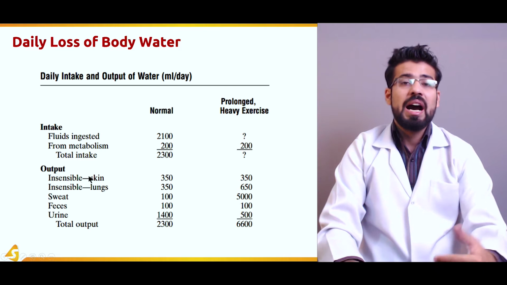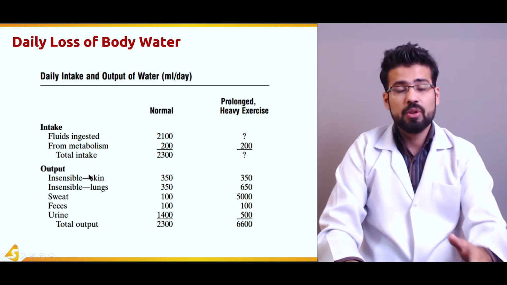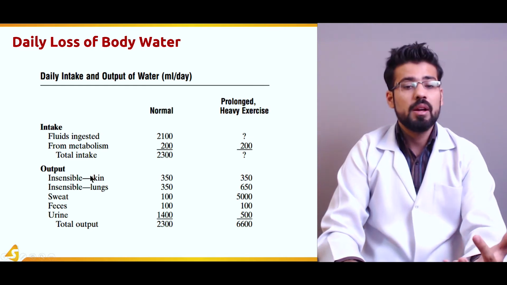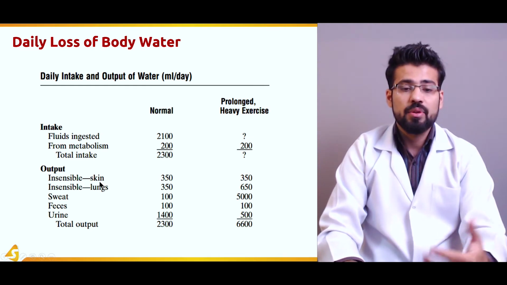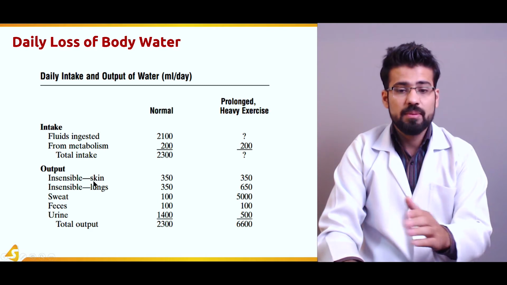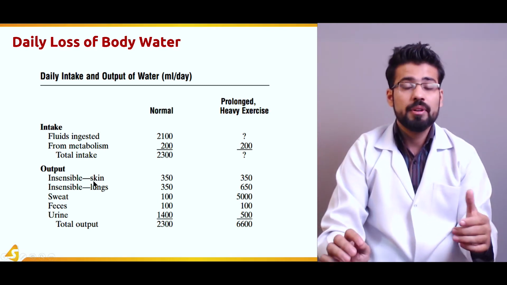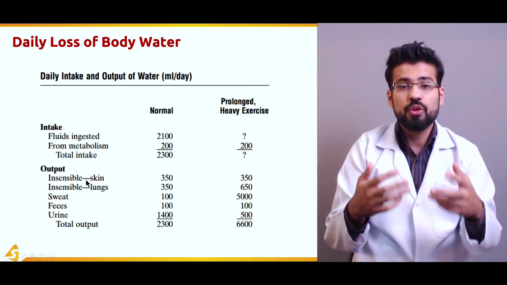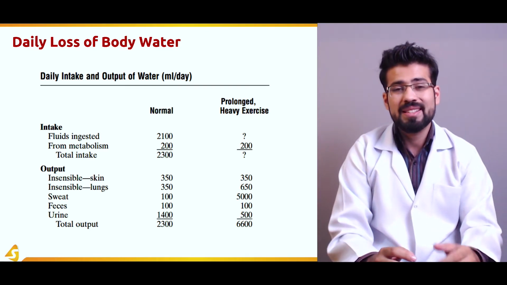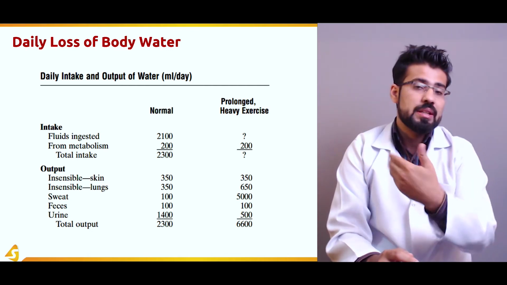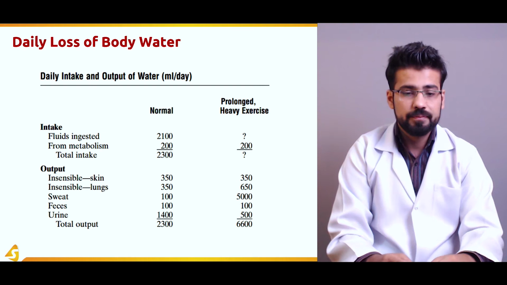Now, what are the different mechanisms or pathways through which the body water is lost? It includes, of course, the insensible loss through skin, that is about 350, and insensible loss through lungs, because the insensible water loss, as I have discussed, occurs through two basic pathways. Number one is the skin, number two is the lungs through the respiratory tract.